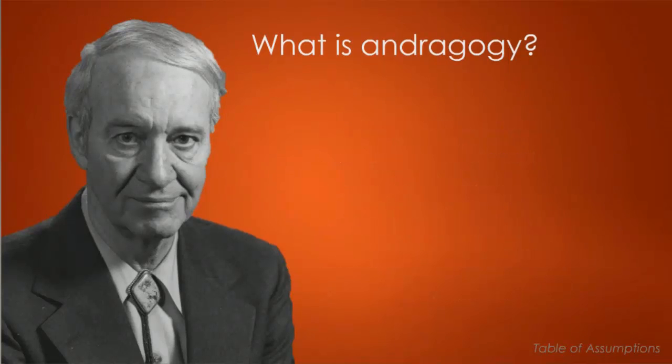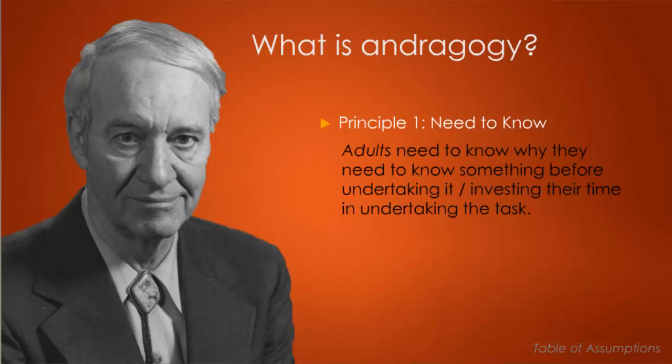So principle 1, they need to know. Adults need to know why they need to learn something before undertaking it. An adult, when learning on their own, spends a large amount of energy and time trying to understand the value of new learning, either the benefit from learning or the consequence of not learning. The adult learner needs either to be told or, even better, to be led to discover why certain knowledge is worth learning.